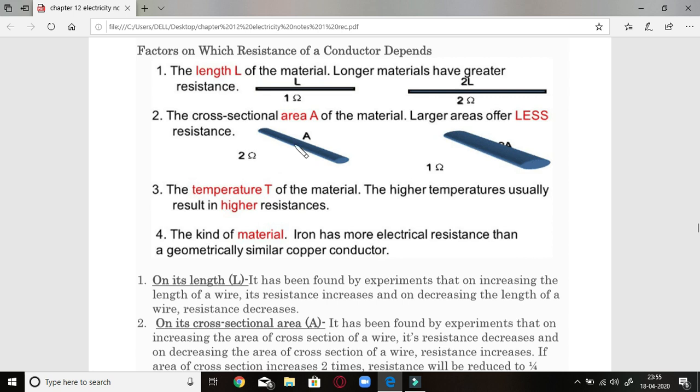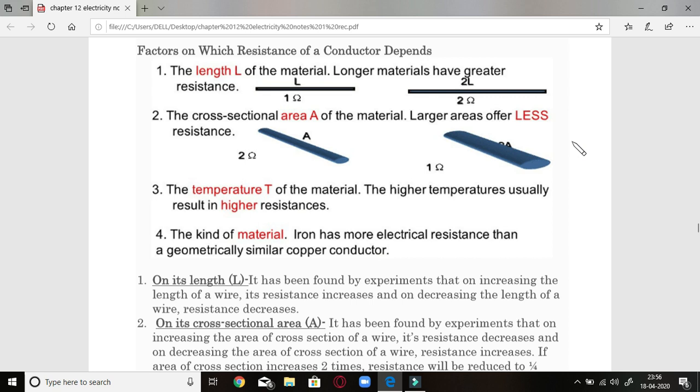More the resistance, less will be the area. Lesser resistance, higher area. This means that thin wires provide more resistance or opposition to the flow of current. So this means that if we take a thin and long wire, that will oppose the current, or this will have higher resistance.